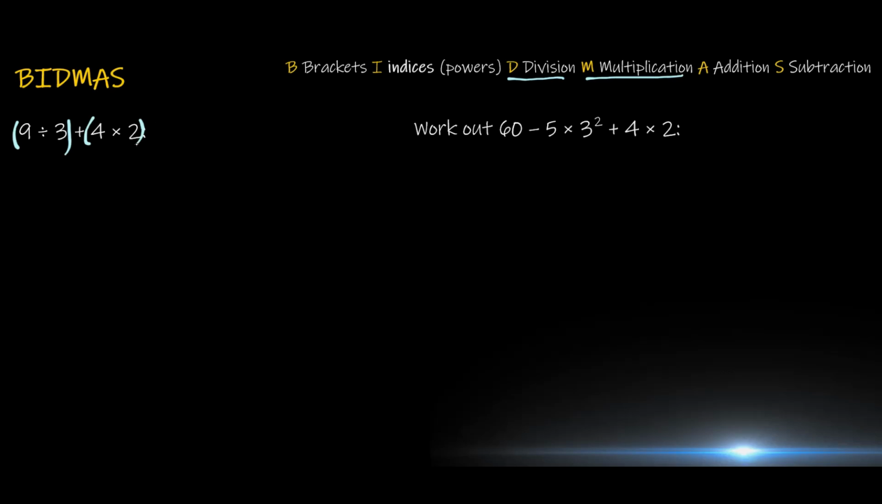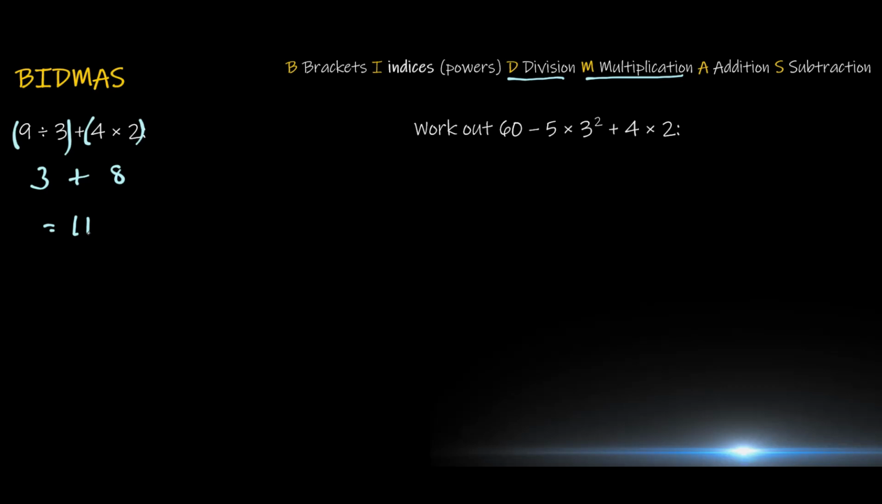So if we do 9 divided by 3, we get 3. 4 times 2 is 8. If we add those two together, we get 11, which is different from the 14 we originally got. So this is how we use BIDMAS to carry out the correct order of mathematical operations.